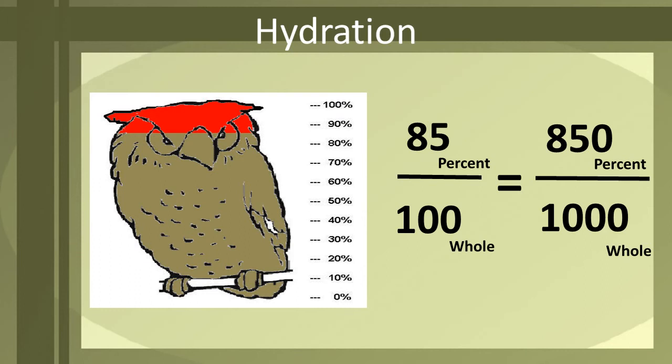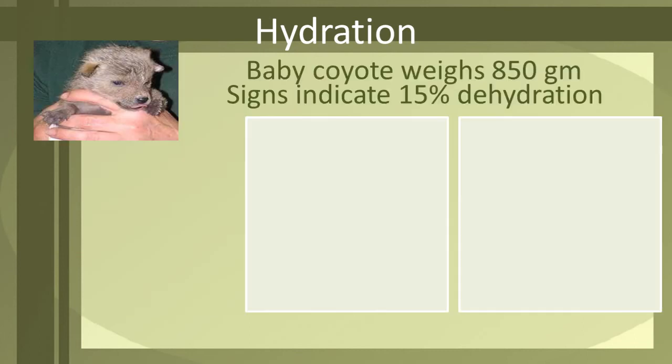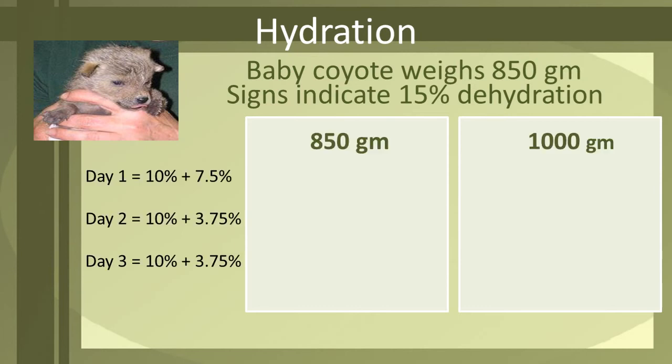This was easy numbers to work with, and now you may understand why I want you to get used to working with the ratio calculations, even with percentages. You might wonder why this is so very important. Let's use our coyote to compare the numbers. We will set up a hydration protocol for both weights.